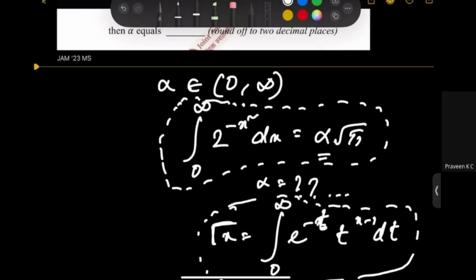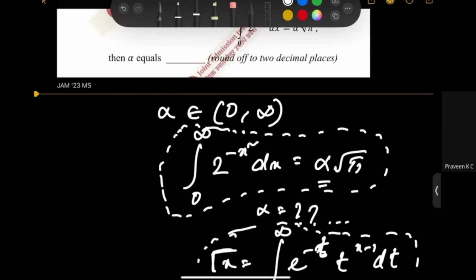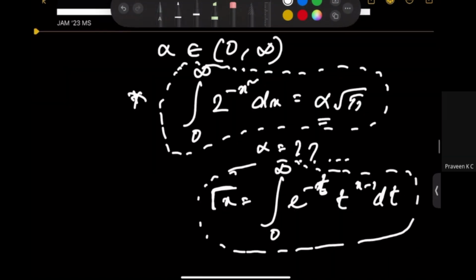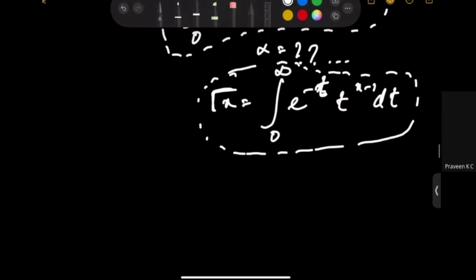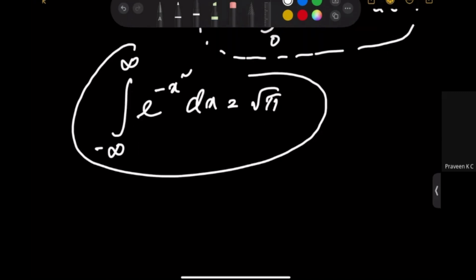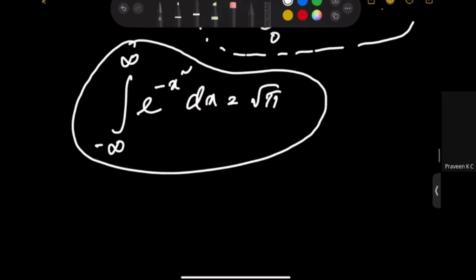If you can link this up with the gamma function, maybe there is a link, maybe there isn't, but I don't know at the moment. I haven't tried to find out that link, but you can solve this without the gamma function too. For example, I think you're aware of this integral, right? The integral of e to the power minus x squared dx, x going from minus infinity to infinity, is nothing but root pi. You are aware of this very special integral, right?